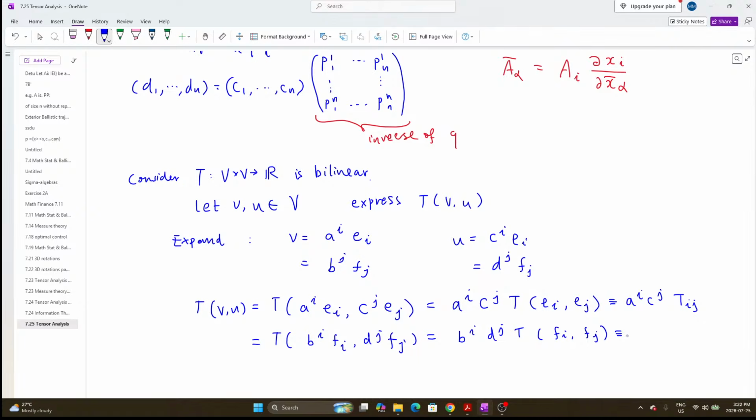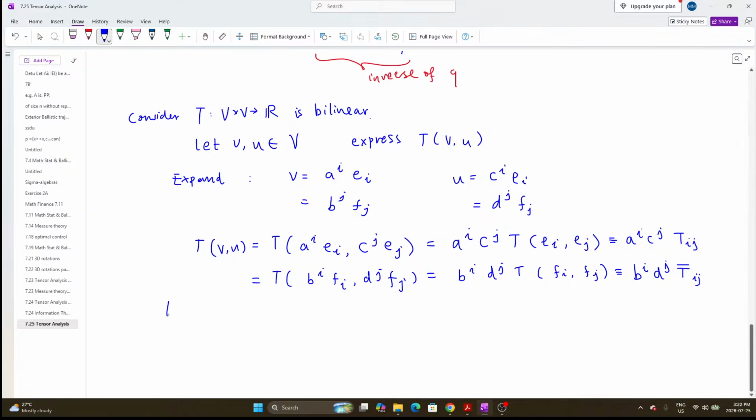Okay, so now the second would be, because F is, remember, that's the new basis, right? So to indicate that's new, let's use the bar. B I D J, and then you have T bar I J. So the question is, how do T I J and T bar I J relate? That's the question here.